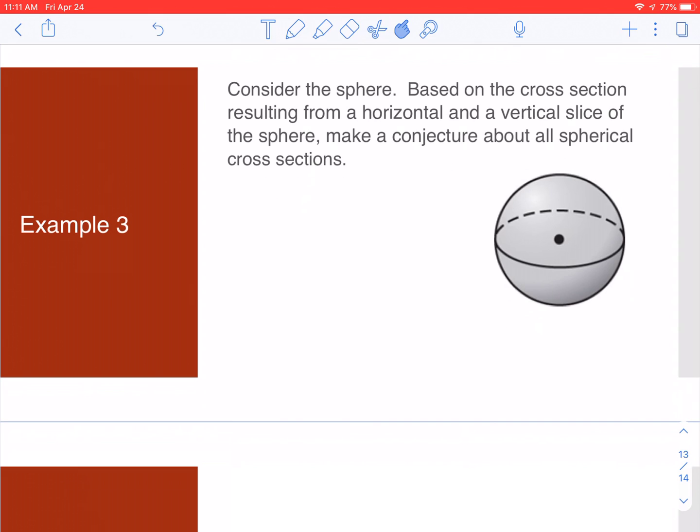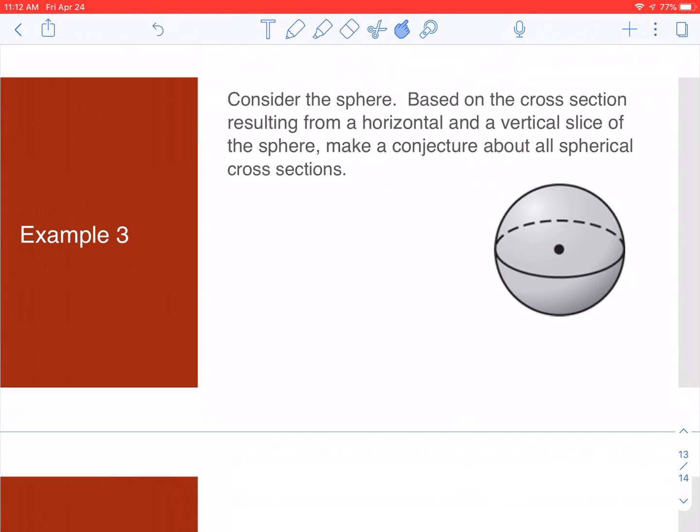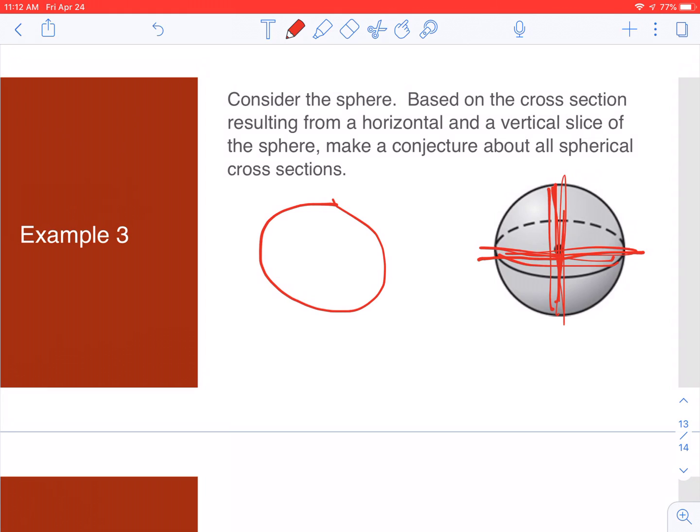Okay, it says consider the sphere based on the cross section resulting from a horizontal and vertical slice of the sphere, making conjecture about all spherical cross sections. Okay, so all spherical cross sections. If I go here, we know it's going to be a circle. If I go here, we know it's going to be a circle. Okay, if I were to cut both, I would have a circle first, and then if I cut a circle in half again, it's going to be a semicircle. So they're all going to be components of a circle, semicircle or a circle, or even a quarter of a circle.